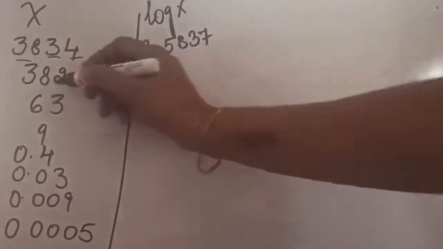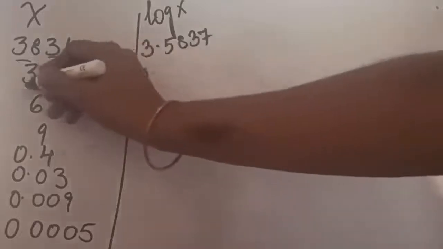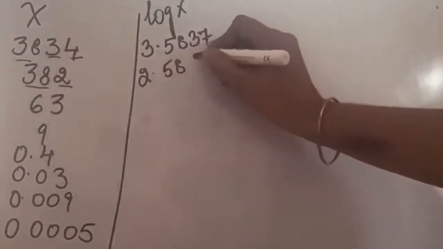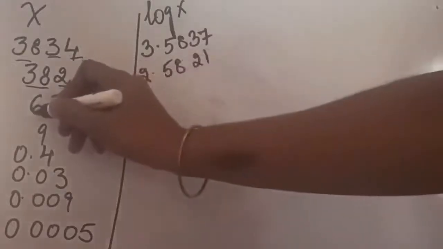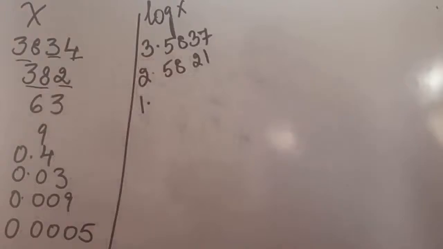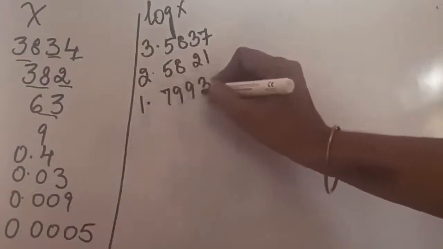5837. Next is 382. So here 3 digits are there. So we will put 2 point and 38 will be seen under 2. So that will be 5821. Next is 63. So 2 digits are there. 1.63 we will see under 0. So it will be 7993.